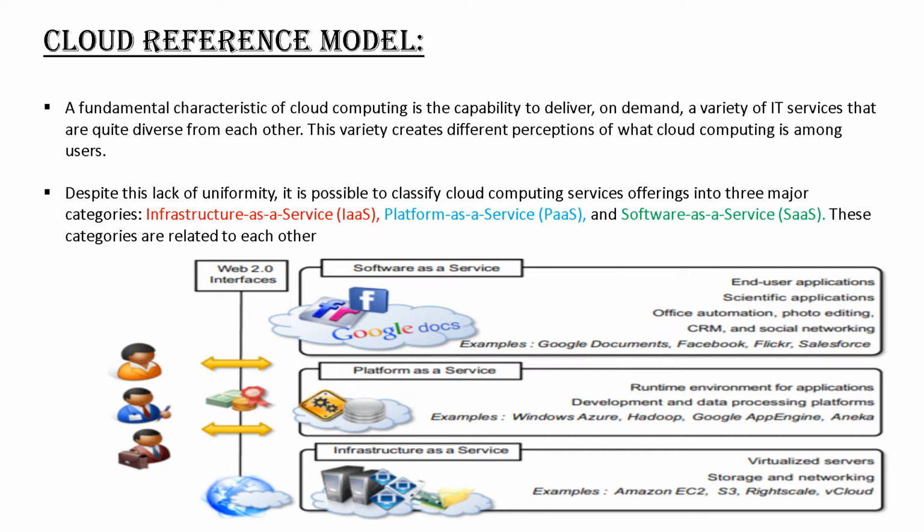Next, the cloud reference model. A fundamental characteristic of cloud computing is the capability to deliver on demand a variety of IT services that are quite diverse from each other. This variety creates different perceptions of what cloud computing is among users. Despite this lack of uniformity, it's possible to classify cloud computing service offerings into three major categories, that is, Infrastructure as a Service (IaaS), Platform as a Service (PaaS), and Software as a Service (SaaS). These categories are related to each other in several ways.